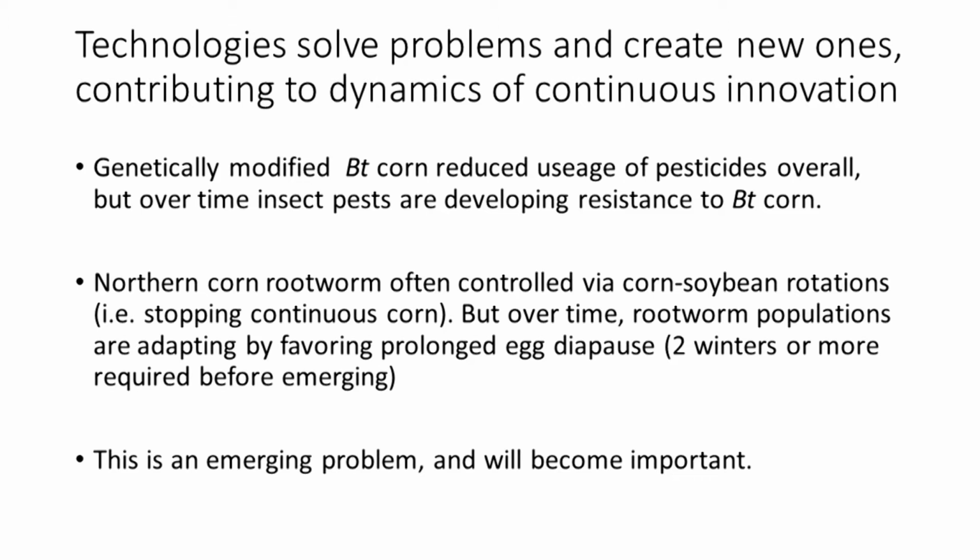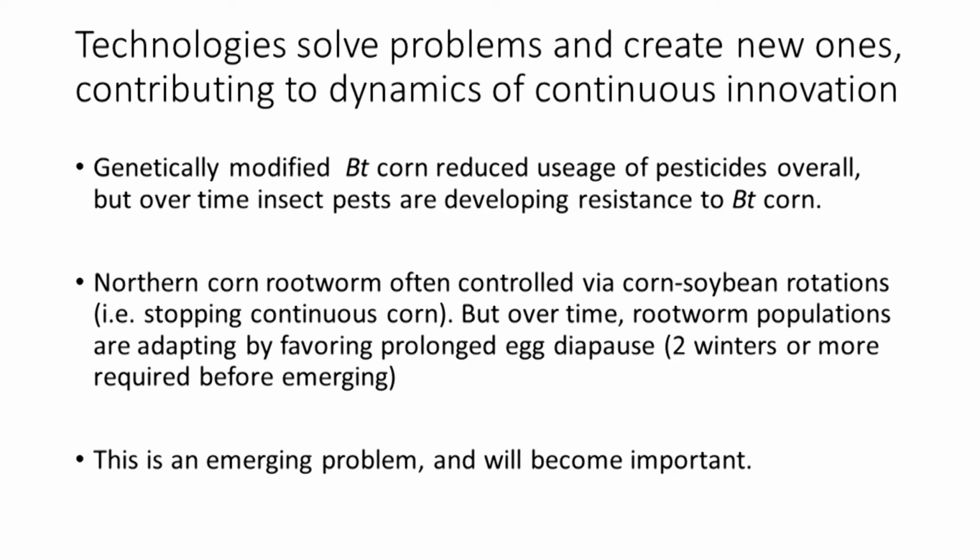Bt controls northern corn rootworm. This is an insect pest. We also saw it in lecture 1. But rootworm can also be controlled by corn-soybean rotations. In other words, any rotation that gets you out of continuous corn year after year. So this was actually a pretty common control practice, just rotating your fields out of corn every second year. Corn and soybean was a common one.